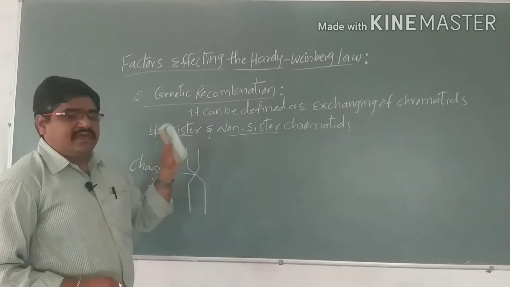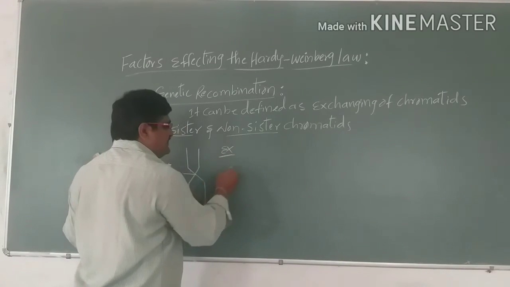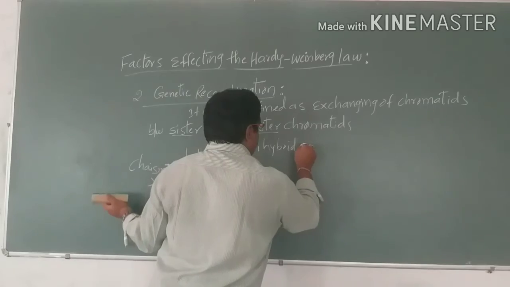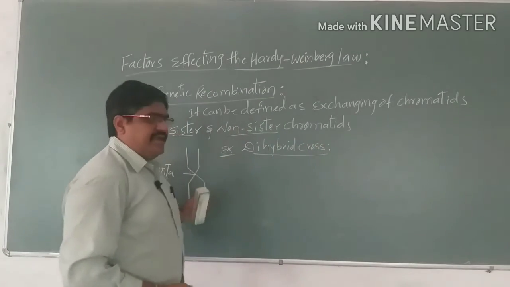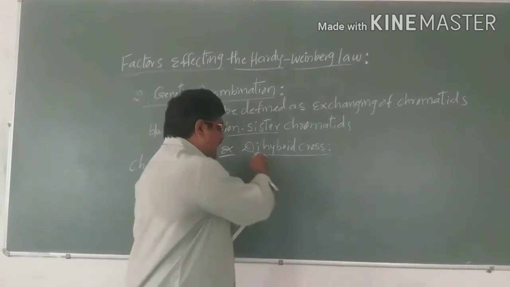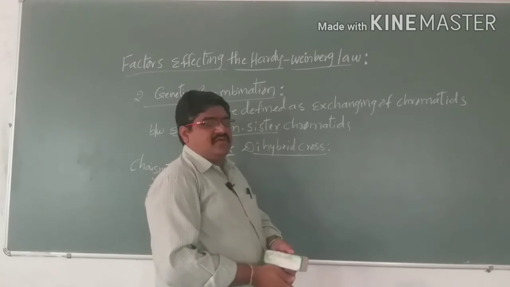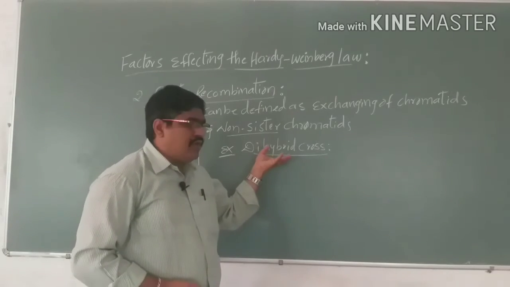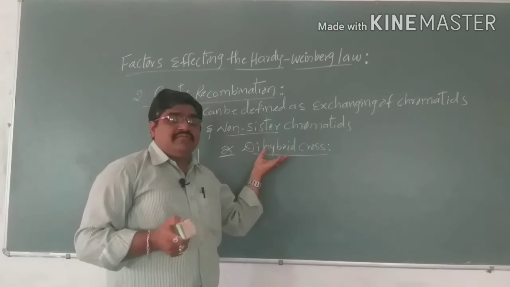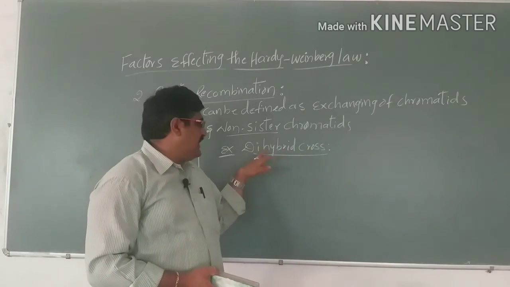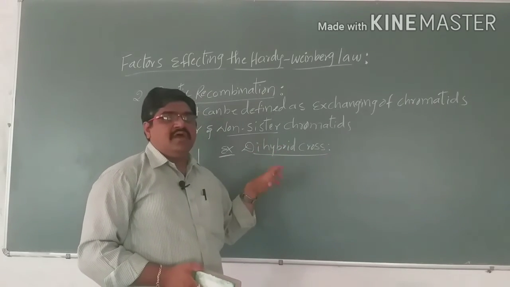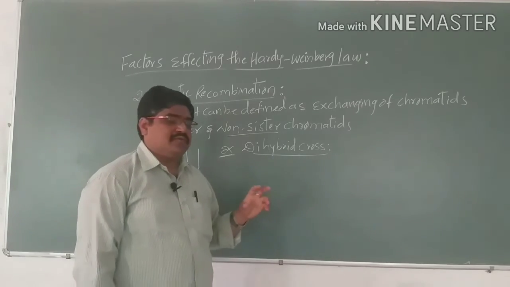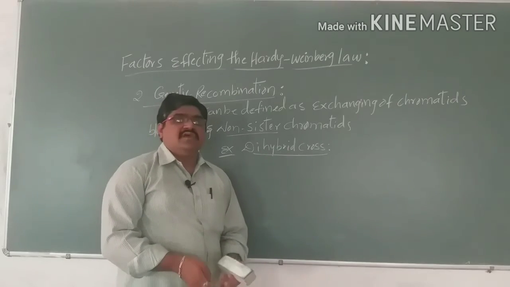An example is a dihybrid cross, which we have already studied. Dihybrid means crossing between two homozygous parents, producing two different characters. Di means two, hybrid means crossing. When two homozygous parents are crossed, more than two characters are produced, and such a process is called a dihybrid cross, already studied in principles of inheritance and variation.